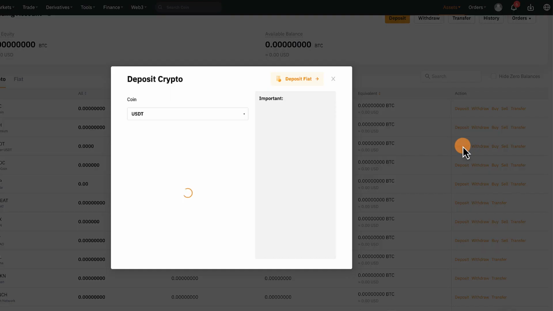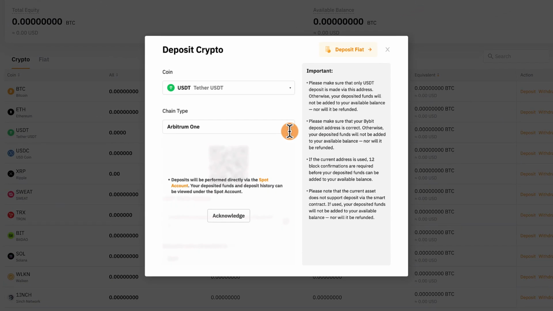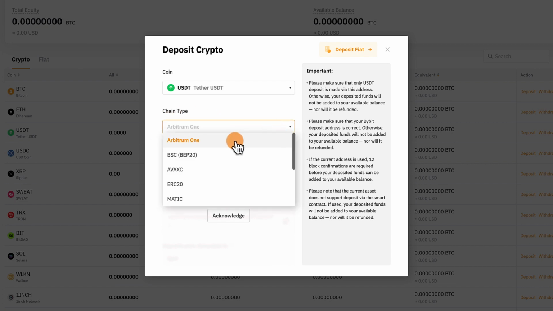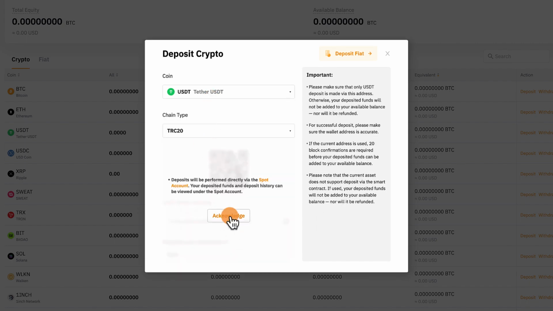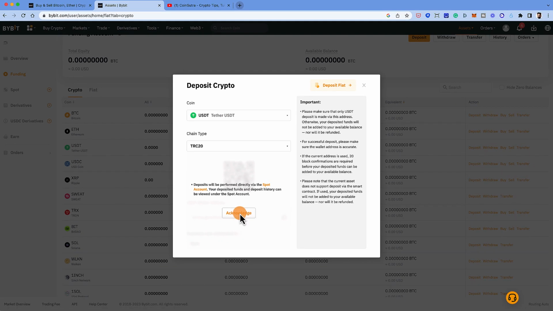So click on deposit, and here you need to select the chain type. There are different blockchains that Bybit supports, and this is one of those exchanges that supports all the most popular ones. So in this case, we are depositing funds in the TRC20 token, and you can click on acknowledge. And this is the QR code to which you can deposit the funds, or you can simply copy the wallet address. But make sure that you are aware of which chain type you are using.